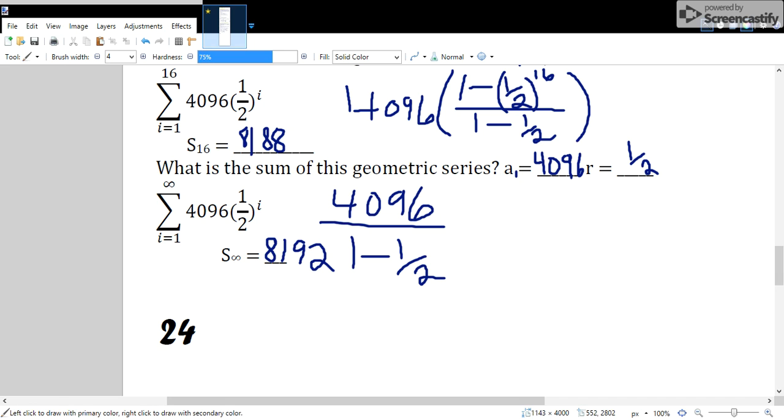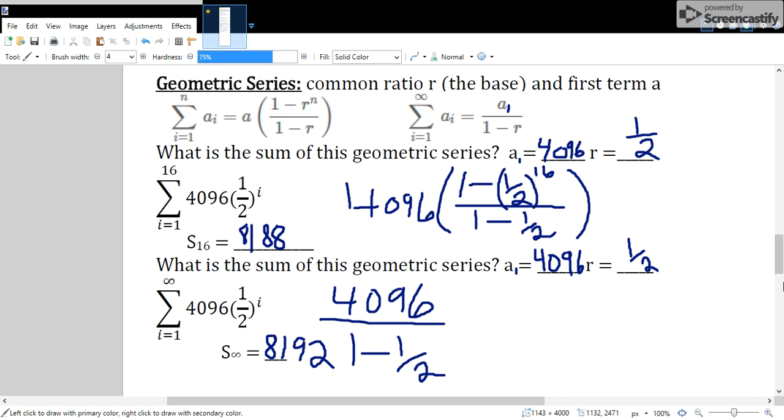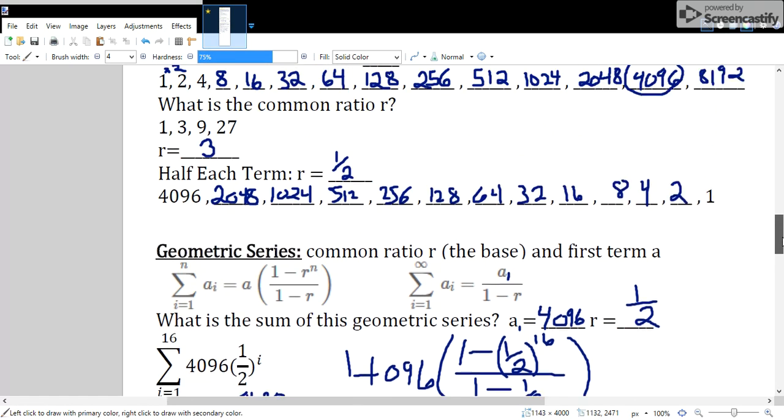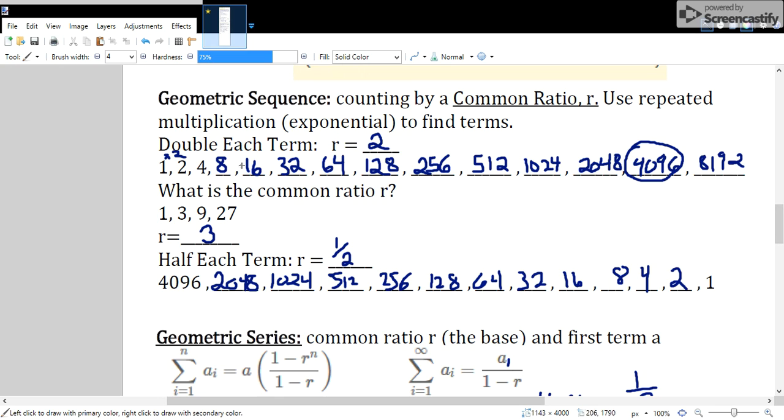This is page 24. Our multiple choice questions, any of these like this, you can always use the calculator to also eliminate choices.